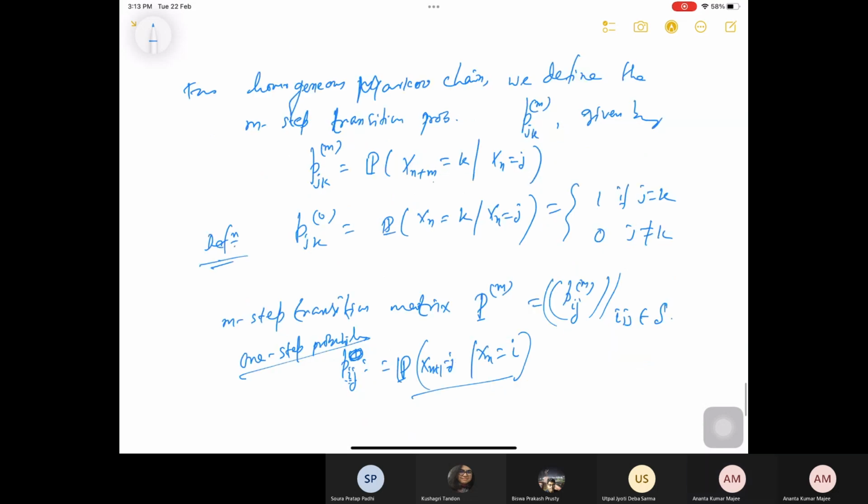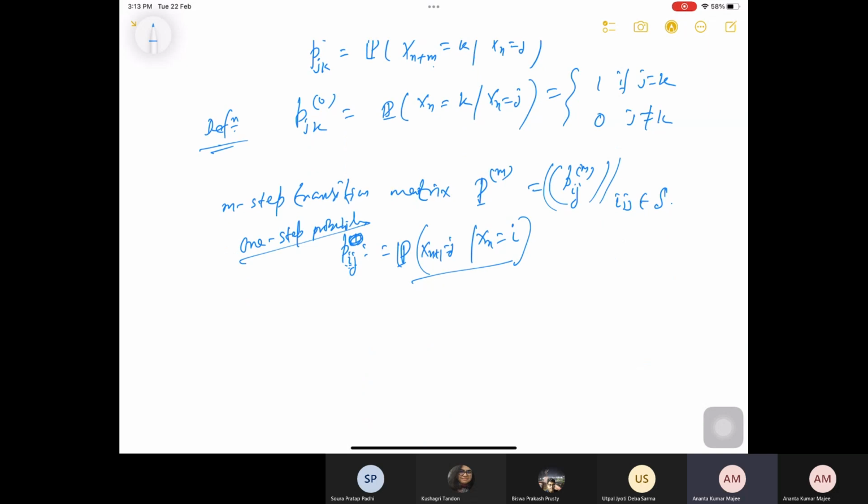And the probability distributions π_i, written as π_i, where i is in my state space S. What is my π_i? π_i is equal to the probability that X_0 is equal to i. That is called the initial distribution.